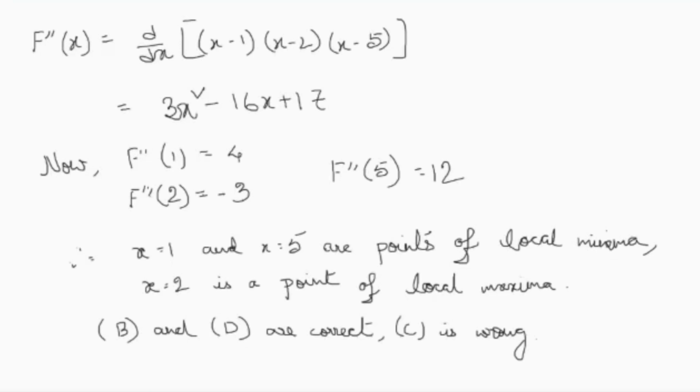Now, let us go by the options. Option B says that F has a local maximum at x equal to 2. That's indeed correct from the statement I've written here. And option D says F has a local minimum at x equal to 1. That's again correct. Option C, however, says F has two local maxima and one local minimum in 0 to infinity. And that's a wrong statement.